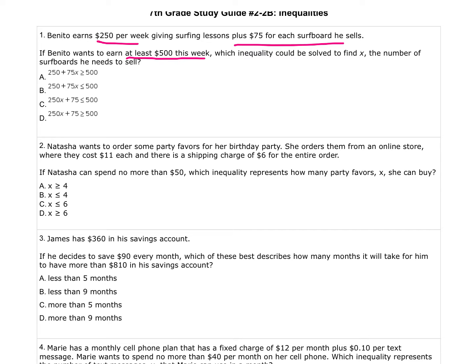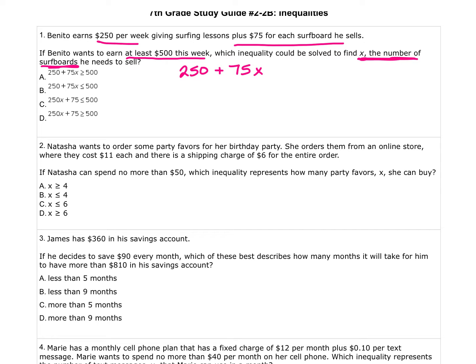So here's what we know. We know that he earns $250 for the week just by giving lessons. And then he's going to add to that $75 for every surfboard. X, the number of surfboards, is what we're dealing with. So we have $75 times X number of surfboards would be the cost of all the surfboards. That's the money he earns from them.